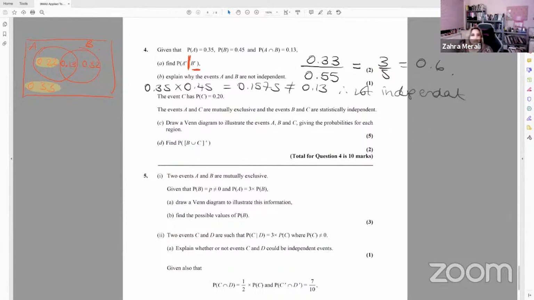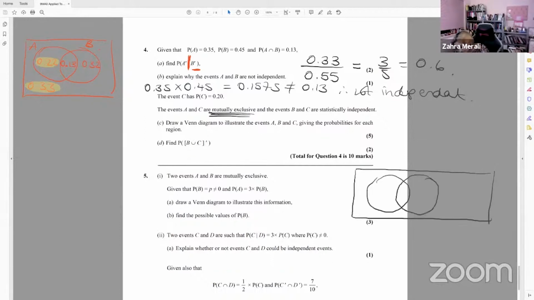Okay. The event C equals 0.2. A and C are mutually exclusive. Okay. A and C never touch. So A is going to be far away from C. And B and C are statistically independent. Okay, so now we're drawing a new Venn diagram. So let's make a bit more space, draw it here. So we know that A and C are mutually exclusive. They're not going to touch. So we're going to have A, B, and C. So A and C are not touching.